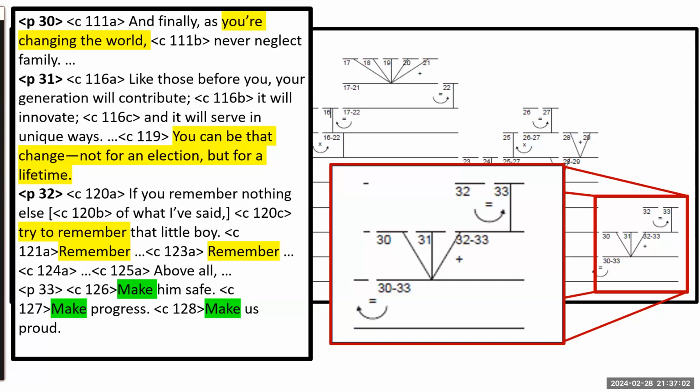In terms of the structure and so forth, whenever we have these, you're changing the world, that's 30. And it seemed to me it was sort of like 3 isolated ideas at the end. One was about family, and then about changing the world, and then remember that little boy. It was a story that she told earlier on in the speech.